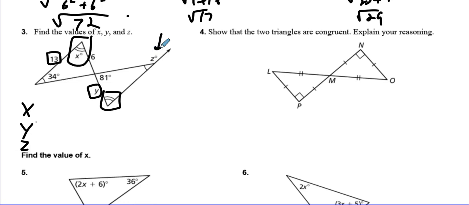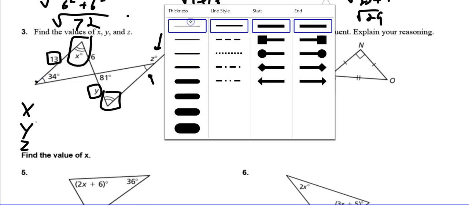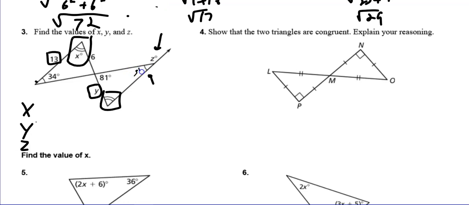So we need to find this one first, which matches one arc, right? So that means this right here is 34 right here because they're the same. All right. So z would be an easy one to find right now, because if we know this angle here is 34, then the exterior angle is its linear pair. So 180 minus 34. So z is 46 degrees.